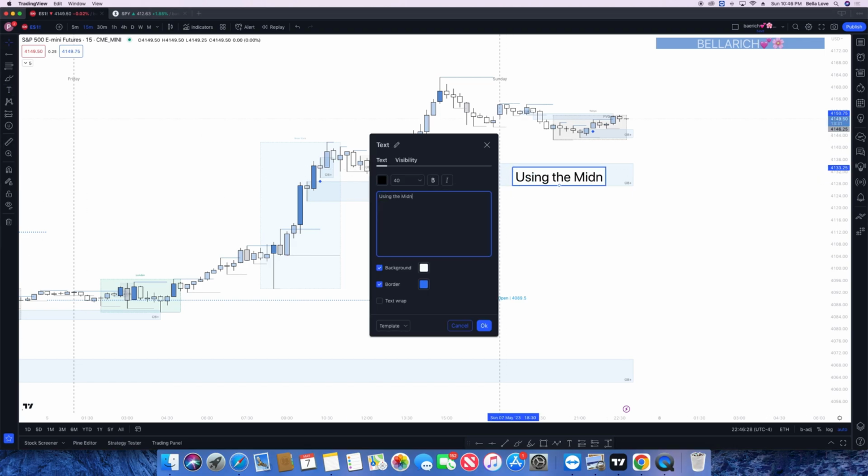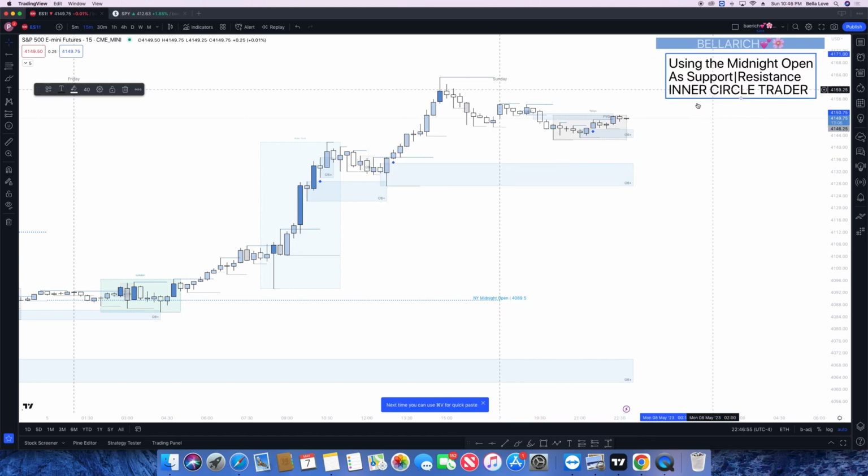Today I'm going to show y'all why y'all should be using the midnight open as a support and resistance in a circle trader style. So I'm going to go ahead and get into backtesting mode.